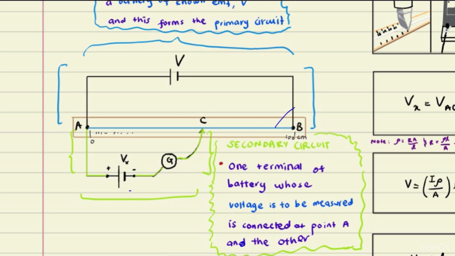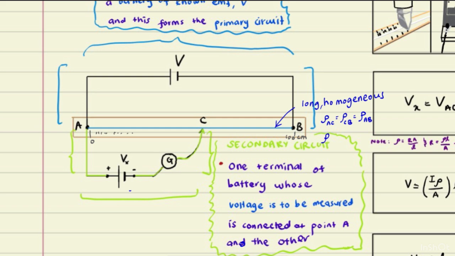So this wire yang warna biru ni is a long homogeneous wire, macam dalam potential divider. So what does it mean? It means that from A to C and A to B, C to B, ataupun basically the whole wire, rho A sampai B, have the same resistivity. Okay, so dia tidak berubah.